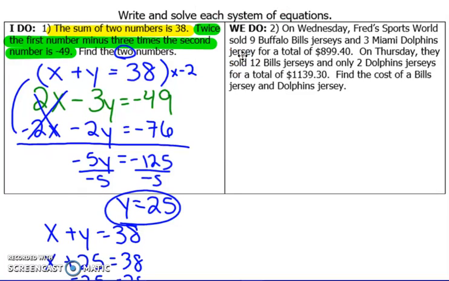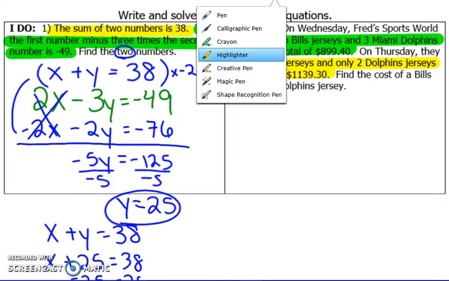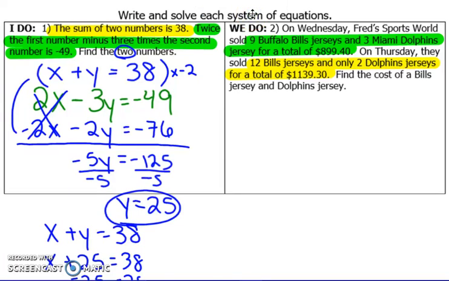Okay, so let's start with highlighting. We have Wednesday and we have Thursday. Those are our two separate days, so those are going to be our two separate equations. On Wednesday, we sold 9 Buffalo Bill jerseys and 3 Miami Dolphins jerseys for a total of $899.40. On Thursday, they sold 12 Bills jerseys and 2 Dolphins jerseys for a total of $1,139.30. So now we can write our equations.